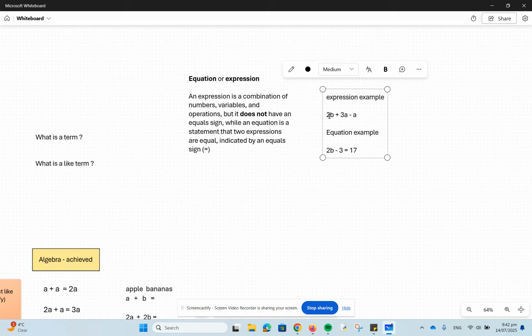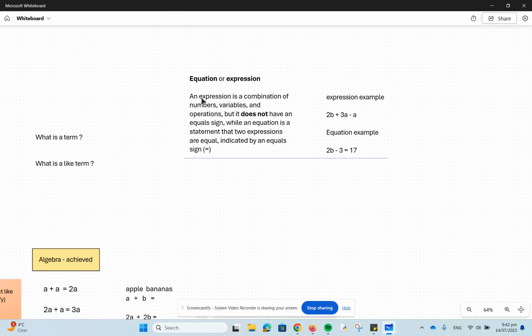So let's have a look at the difference. An expression has terms, so 2b is a term, 3a is a term, and a is a term. How do I know which are terms and which are not? They're separated by operations like plus, minus, times, or division. So when you have terms, they're separated by the operators in maths. Okay? So over here we have the difference between an equation and an expression.